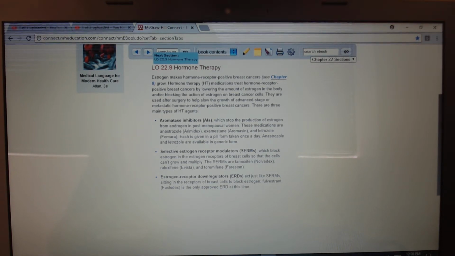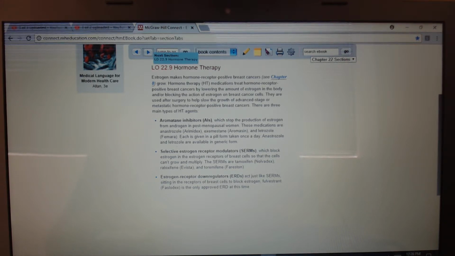Aromatase inhibitors, which stop the production of estrogen from androgen in postmenopausal women. These medications are Arimidex, Aromasin, and Femara. Each is given in a pill form, taken once a day. Anastrozole and letrozole are available in generic form.